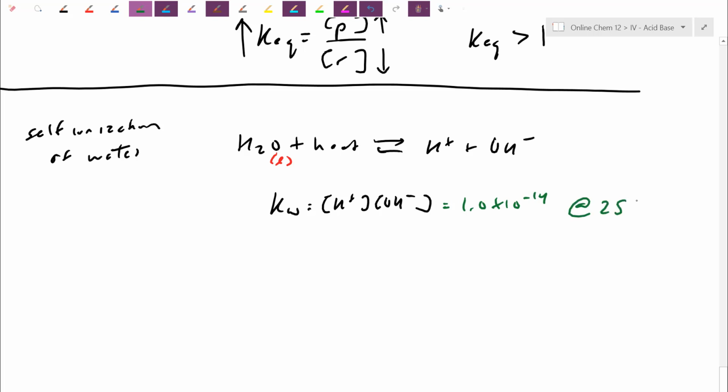You're always going to assume your questions are at 25 degrees. That actually sets 7 as the dividing line as neutral, but that's only true again at 25, which we're pretty much always going to be at.